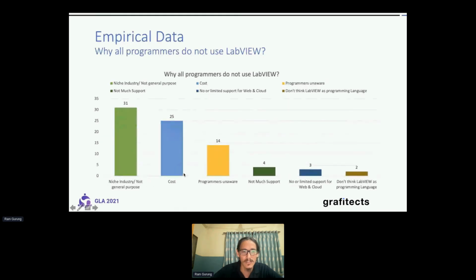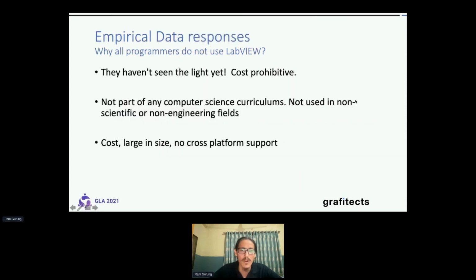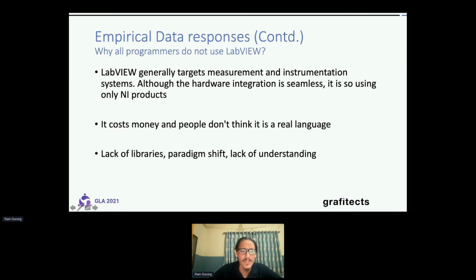The second most common response was the cost. And about half of the other majority of responses said programmers were unaware of what LabVIEW is capable of. There are other things too. There are a lot of slides, and I'm looking at the time, so we'll move on. So, cost priority again. Another thing is that we saw earlier that many people didn't actually use LabVIEW at college. Possibly the penetration into academia is not there. Maybe we need to build some presence over there. And there are other things, again cost, people don't think it is a real language, and a lack of libraries.